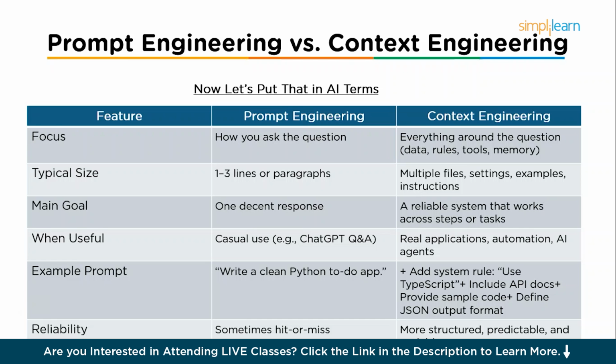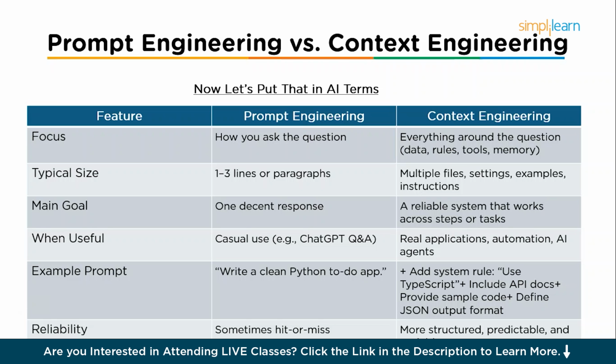Now, the main goal of prompt engineering is one decent response. But in the case of context engineering, it's a reliable system that works across steps or tasks. Prompt engineering is useful for casual use, for example ChatGPT or question and answer. But context engineering is useful in real applications, automation, and AI agents.